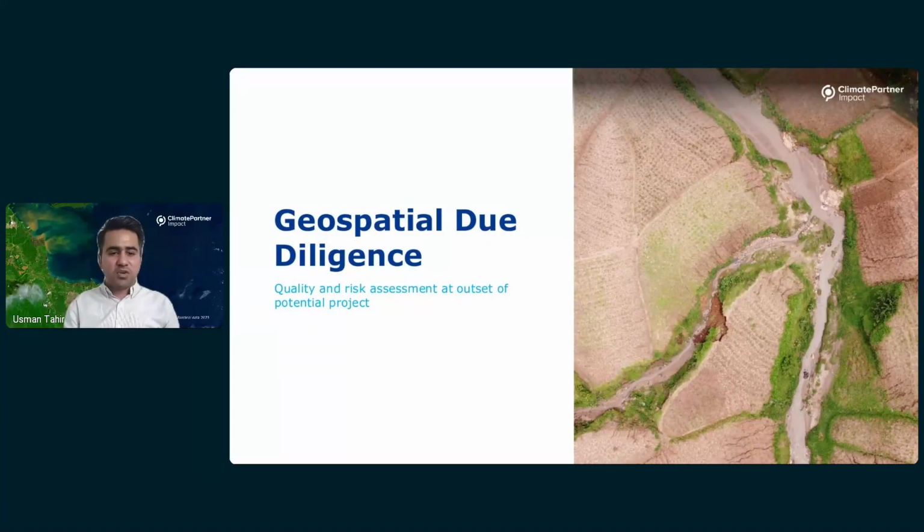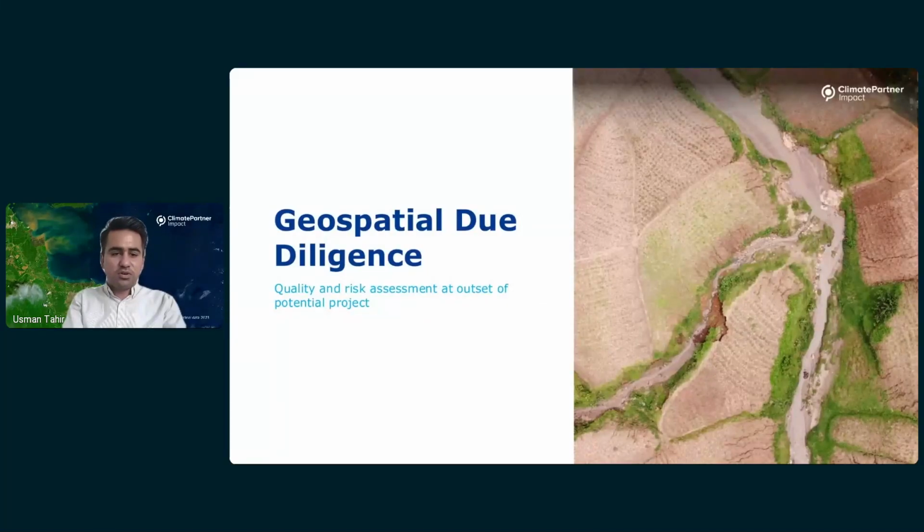So now, what is geospatial due diligence and how we utilize Earth observation to do our due diligence for our projects? This is a very essential step in early stage project development, where we use Earth observation data to assess the land eligibility. We also check if the land is suitable for the design project activities or not, and we also assess if there is any risk involved with the project due to project activities or from outside, and then if there is risk involved, what is the potential impact of these risks.